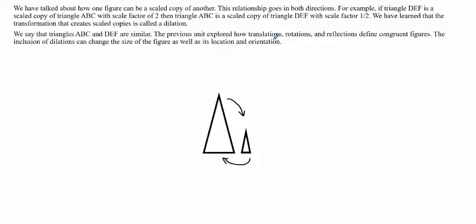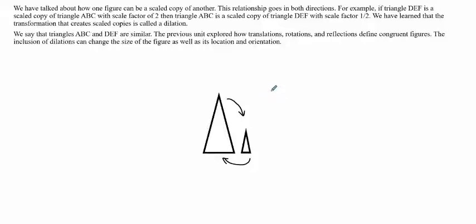In the previous unit, we explored how translations, rotations, and reflections define congruent figures, right? Because the size didn't change, everything was exactly the same. Angles were the same, side lengths were the same. The only thing that's different, maybe it was in a different position, right? It might have been rotated, might have been translated or reflected. Now, once we include dilations, that can change the size, so they're not congruent anymore, but they are similar.